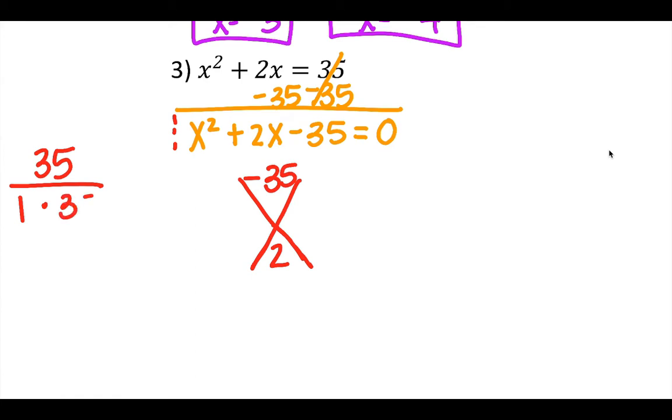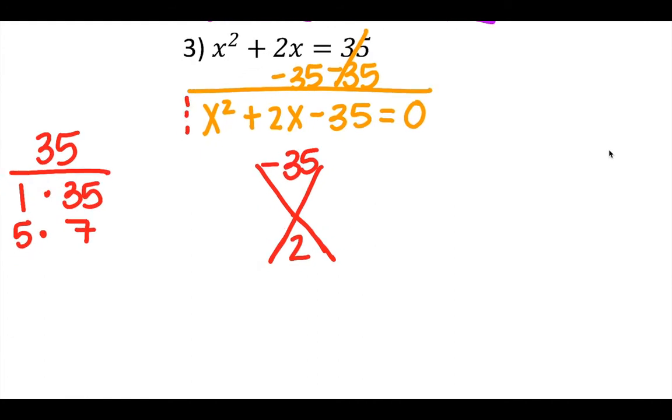So things that multiply to 35. 1 times 35. 2 does not go in there. 3 does not go in there. 4 does not go in there. But I do know 5 goes in there. So 5 times 7. 6, no. And I'm back to 7. So those are my only options.